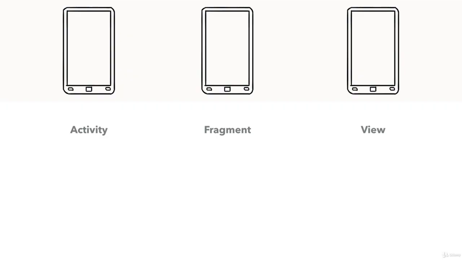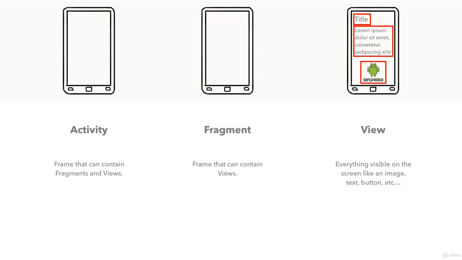Now we're going to continue with activity, fragment and views. In general, what is an activity? An activity is a frame that can contain fragments and views. A fragment is a frame that can contain views, and a view is everything visible on the screen. Just like an image, a text or button or whatever, everything visible inside an application is a view.